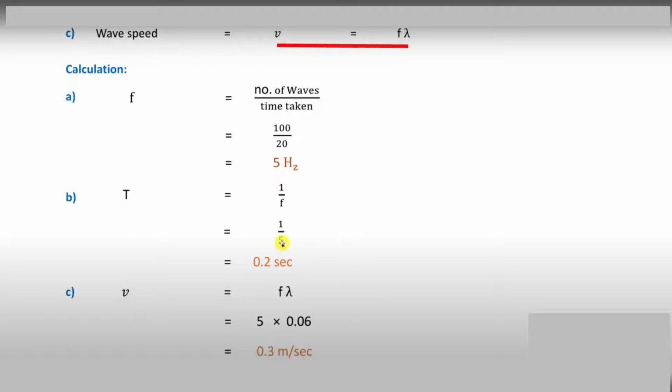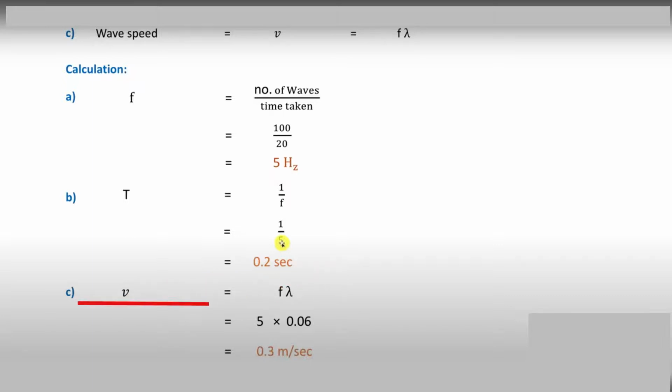First we will find out the frequency. We will write the number of waves. As you know, 100 waves were passing in 20 seconds, so we will put 100 divided by 20 and the answer will be 5 Hz. For the time period, we will use the formula T equals 1 over f. We will write 1, and for the frequency we have just found, we will put 5 here and we will get an answer of 0.2 seconds.